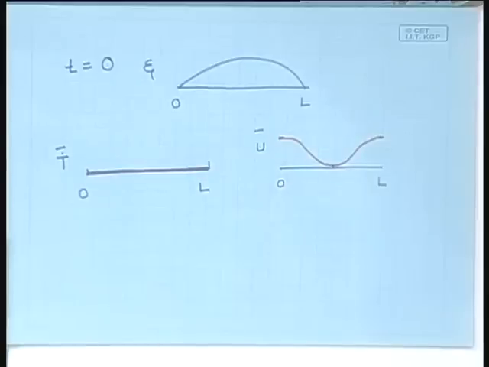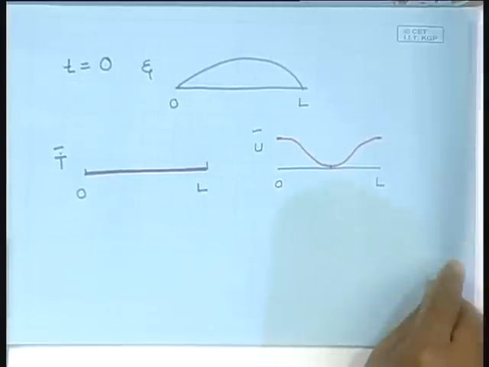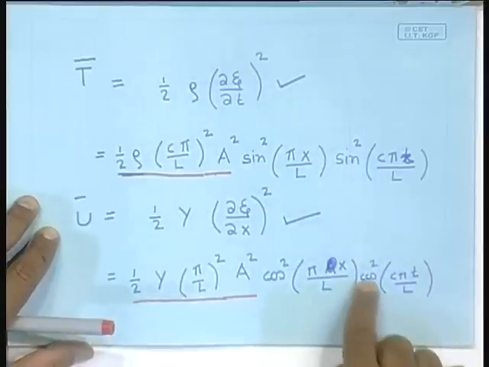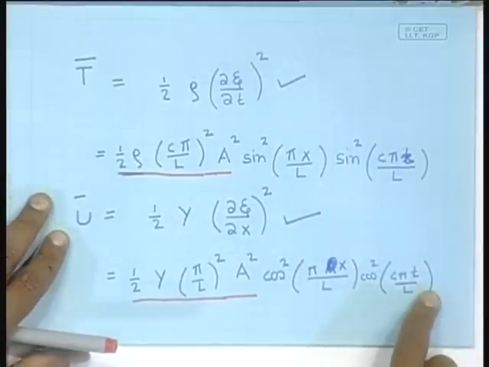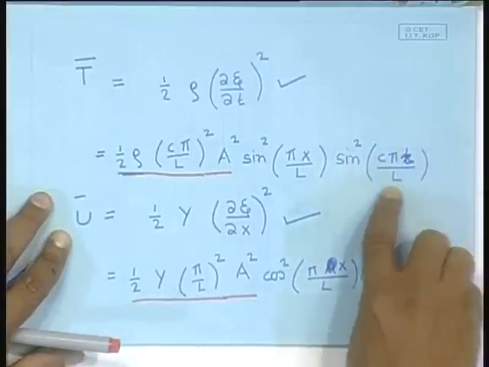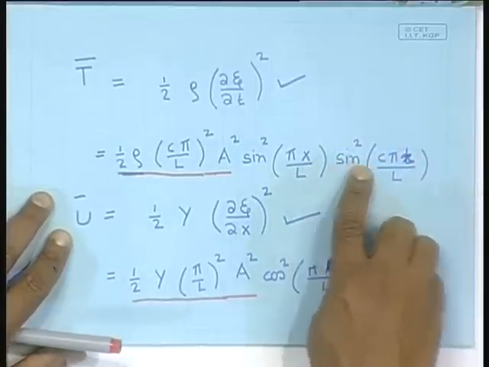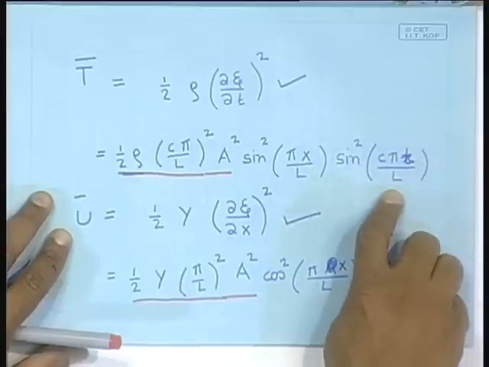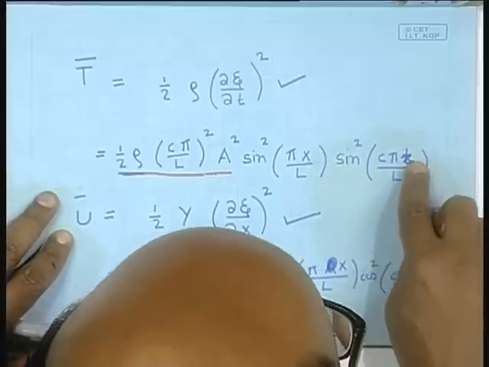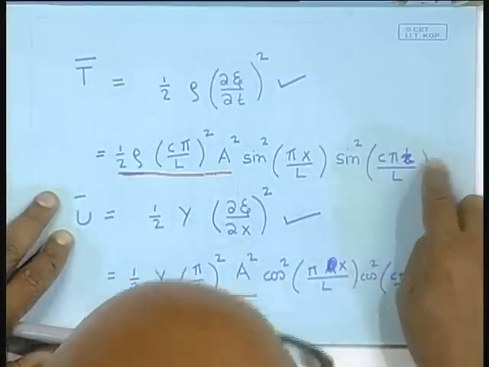Now, let us see what happens as time evolves. So, let me take another instant of time. The instant of time which we are going to consider is the instant where the kinetic energy becomes maximum and the potential energy becomes minimum. So, we should be looking at a time instant where the argument of this sine square term is pi by 2, and the argument over here is pi by 2 when t is equal to L by 2c.